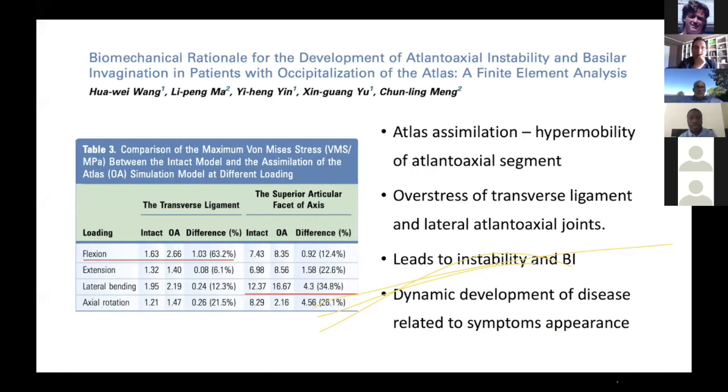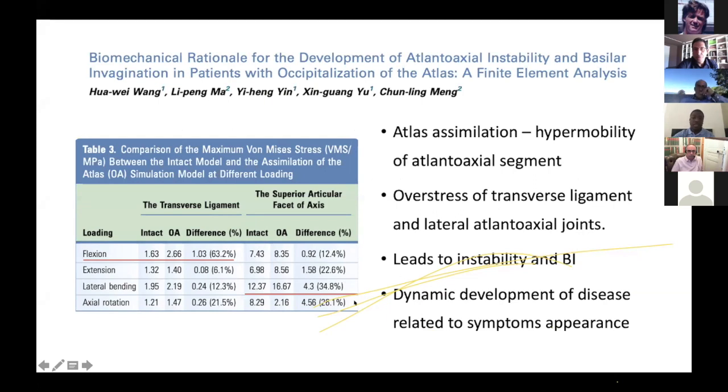This is a biomechanical study based on a finite element analysis in which the authors confirmed that atlas assimilation is linked with hypermobility of the atlantoaxial segment, because this condition causes an overstress of the transverse ligament and lateral atlantoaxial joints that, linked with other bony anomalies, leads to instability and basilar invagination as a consequence.